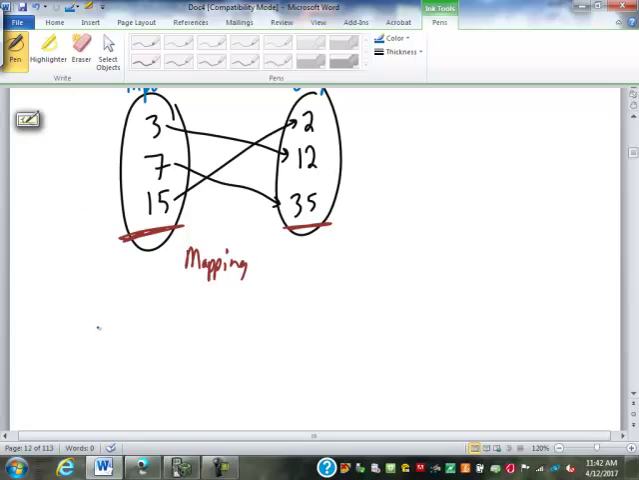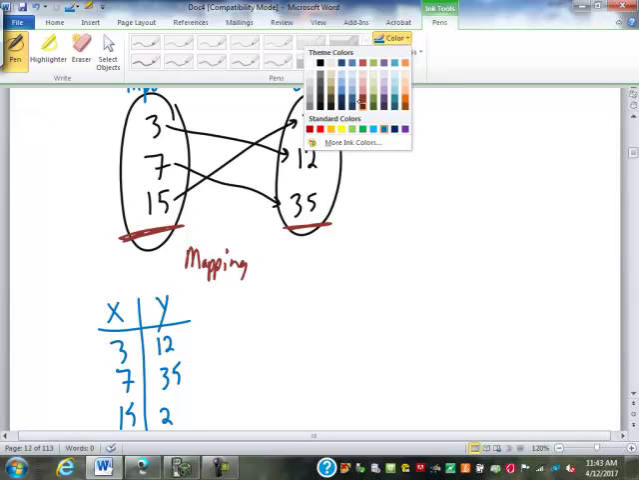These numbers could have been displayed in a table where we had the input and the output. For lack of a better term right now, I'm just going to call the input x and the output y, because those are typically the variables we associate with them. If we were certifying that this was a function, we would have terms like domain and range that we're not going to get into. But we could display this as 3, 7, and 15. The 3 becomes 12, the 7 becomes 35, and the 15 becomes 2.